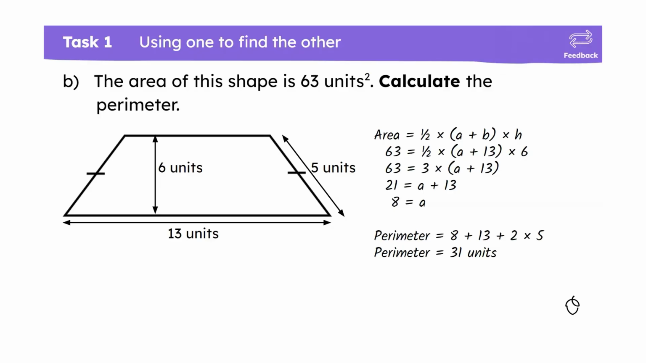Perimeter is the distance around my shape. So 8 plus 13, and then the two slanted lengths are the same. So in other words, that's 2 lots of 5. 8 add 13 add 2 lots of 5 is 31. So the perimeter of my shape is 31 units.